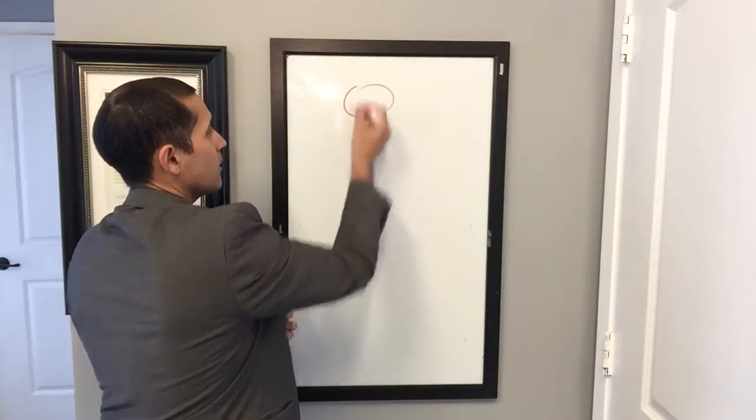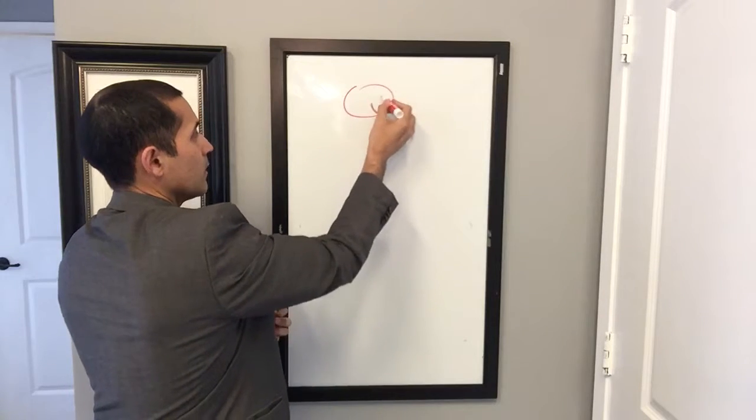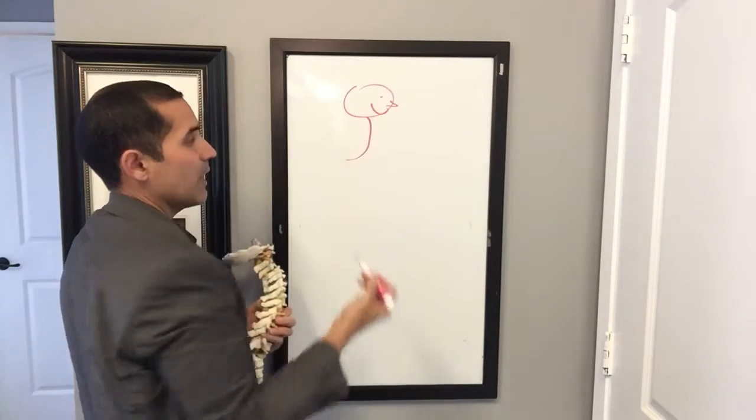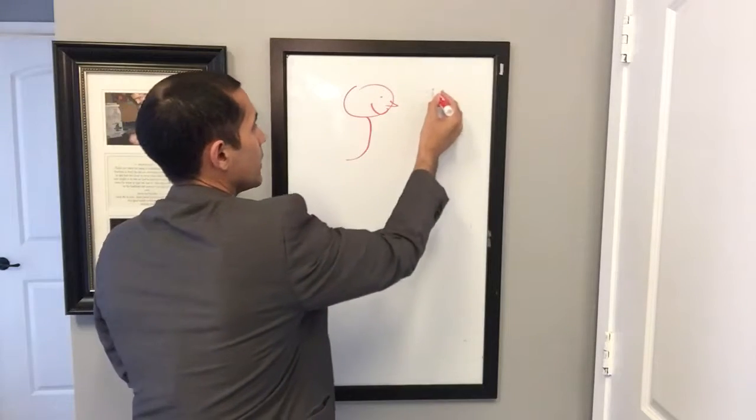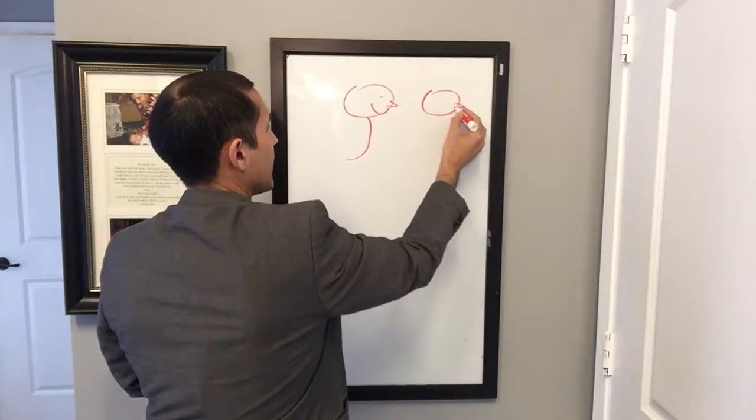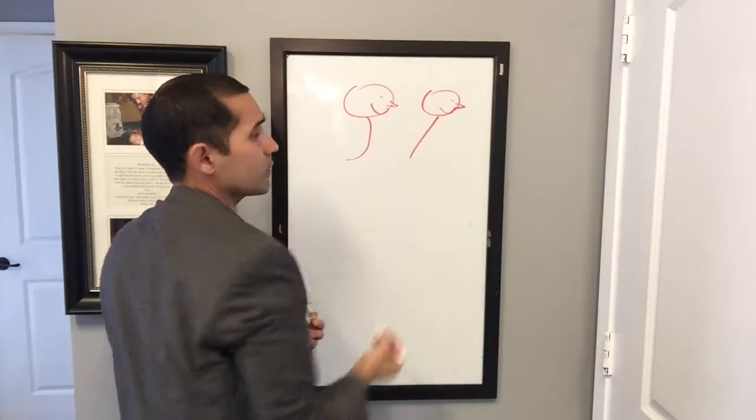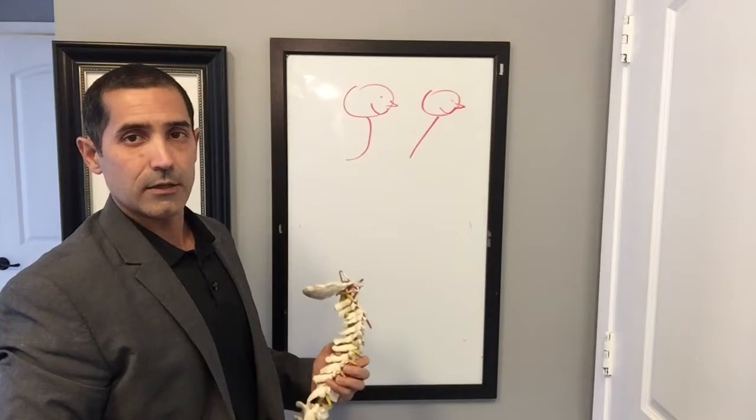So here's what it would look like if we're looking at you from the side. You can see that this is where your head is, and this is where your neck should be. You should have that curve like that. This is what we're talking about. If you lose that curve, the neck goes straight and looks like that, and it stretches out the spinal cord.